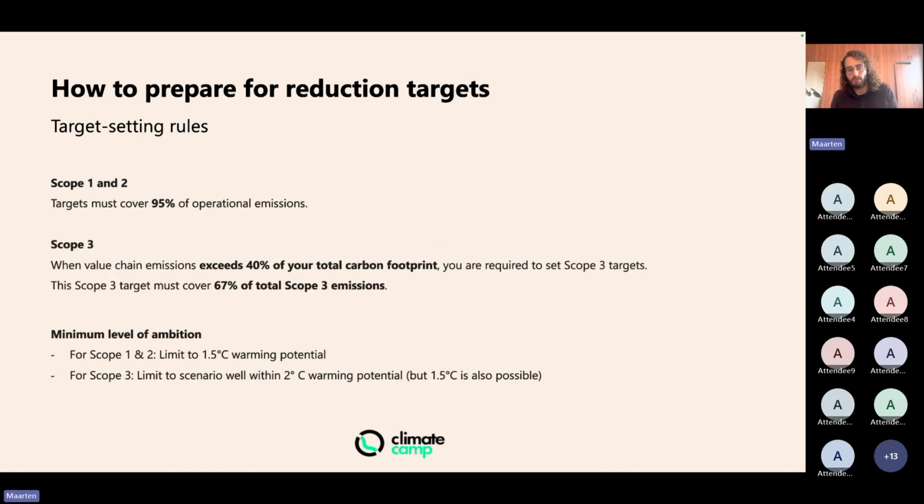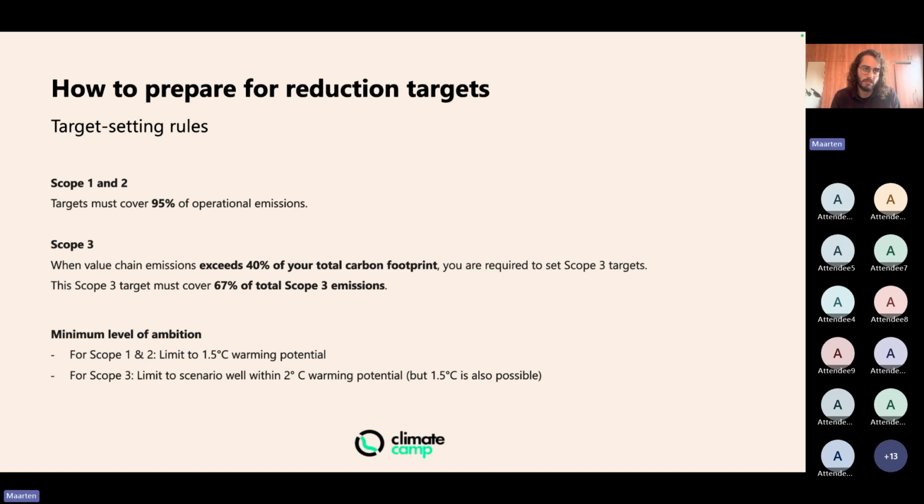Now, target setting rules. When we set targets for scope 1 and 2 as a corporate, targets must cover 95% of operational emissions. That's almost all of your scope 1 and 2. But for scope 3, it is really important that you measure when your value chain emissions exceed 40% of your total carbon footprint. So if scope 3 makes up more than 40% of your total CCF, then you need to set scope 3 targets. And these scope 3 targets, or multiple targets, I'll come back to this later, must cover 67% of your total scope 3 emissions.